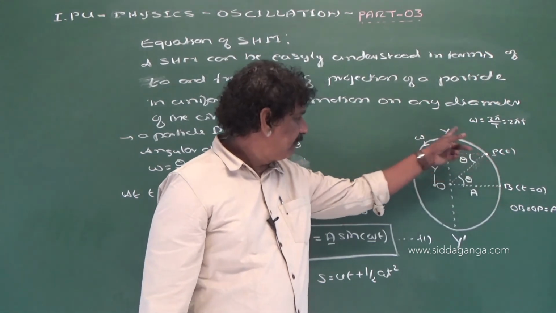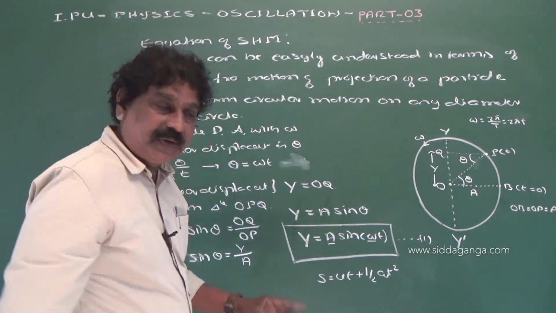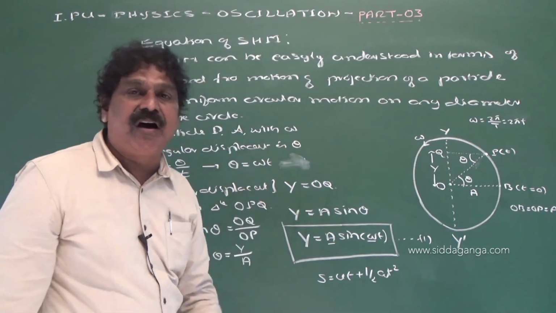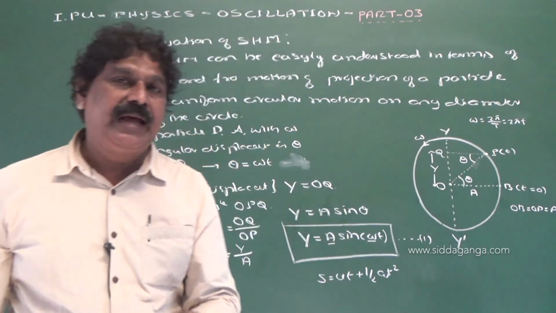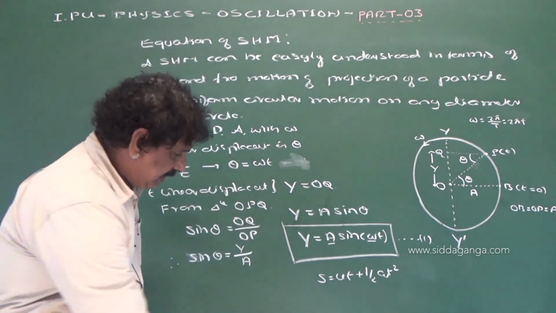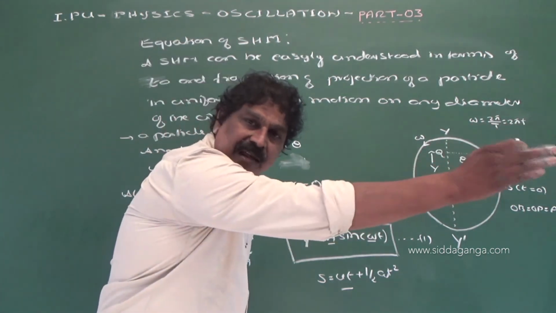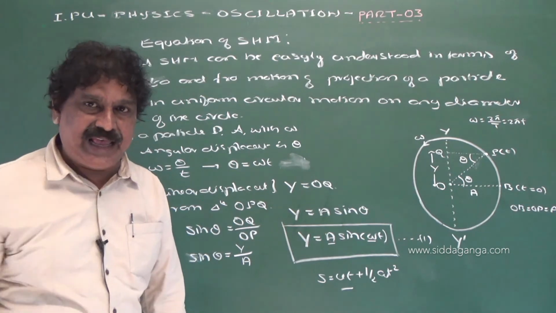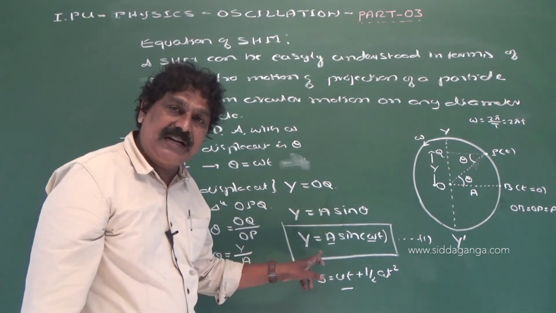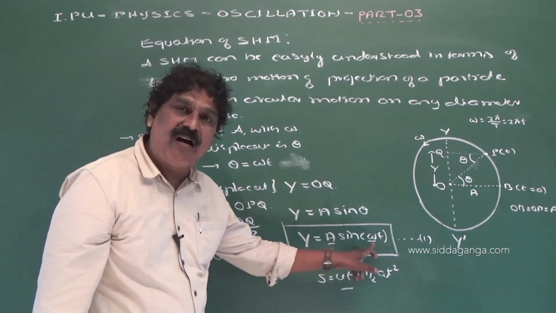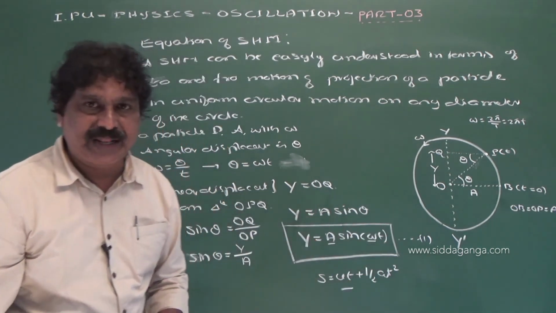Here this equation gives the displacement y of a particle executing simple harmonic motion at any instant of time. Here A is amplitude, which is constant for simple harmonic motion, and omega is angular velocity, which is also constant for a given simple harmonic motion. So, with the help of uniform circular motion of a particle, we can derive an expression for displacement of a particle executing simple harmonic motion at any instant of time t. Is that clear?